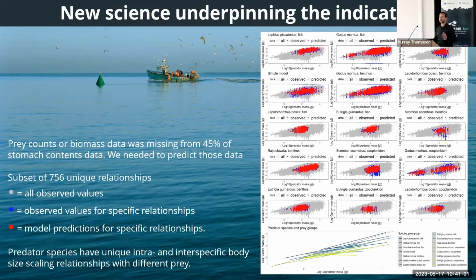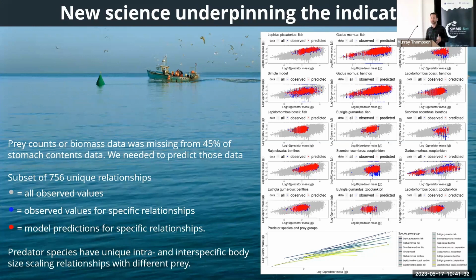So when I say predator-prey scaling relationships, what I mean is we predict the biomass inside a fish stomach using the taxonomy of the predator, their body size, and the prey functional group. So is it a zooplankton or is it benthos or is it fish? And you can see here the models. The grey dots are all the data. The blue dots are the actual empirical observations, and the red dots are our models. And you can see that our models are really good at recreating some of the observations we were seeing. So they seem to be working really well.